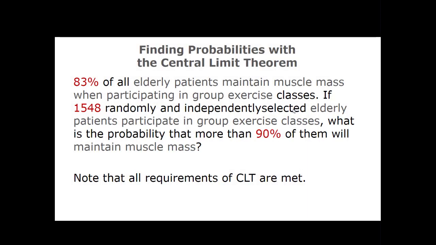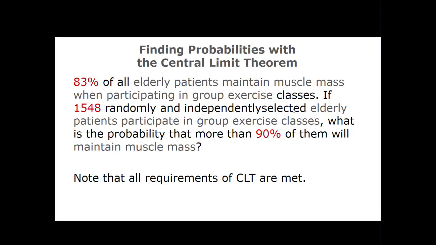83% of all elderly patients maintain muscle mass when participating in group exercise classes. If 1,548 randomly and independently selected elderly patients participate in group exercise classes, what is the probability that more than 90 of them will maintain muscle mass? I want you to check to see that all requirements of the Central Limit Theorem are met. Okay, so you're going to note that. This is a great time for you to pause the video and see if you can do this.